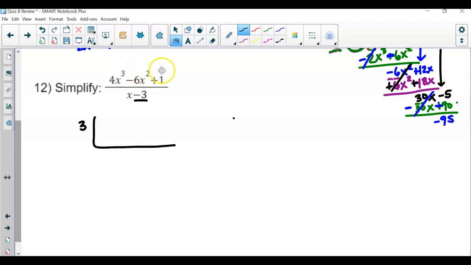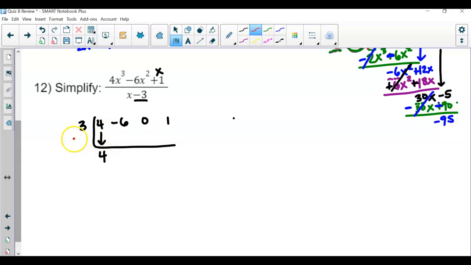So what are we missing? Our 1x here. So I have 4, then negative 6, right? Don't drop the sign, right? Keep the sign in front. Then 0 followed by 1. Then always bring down below that first term.